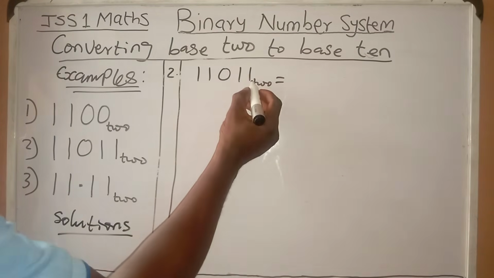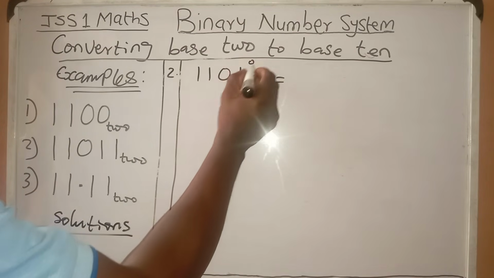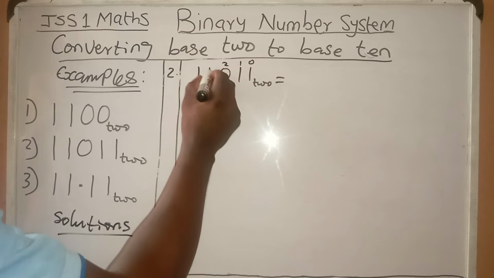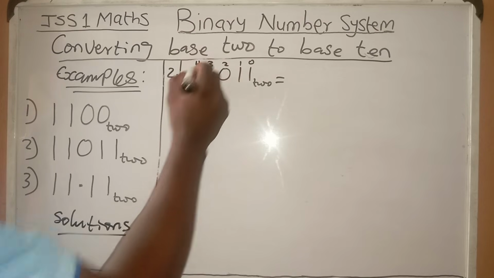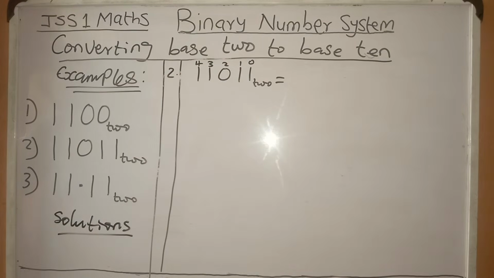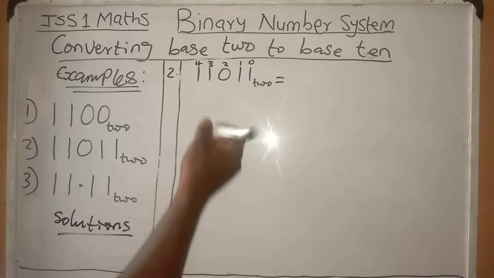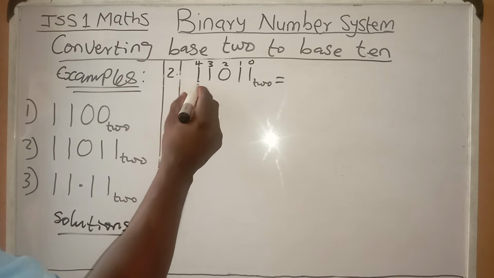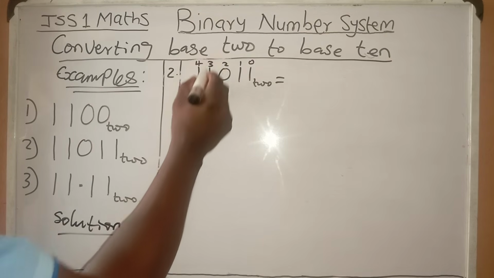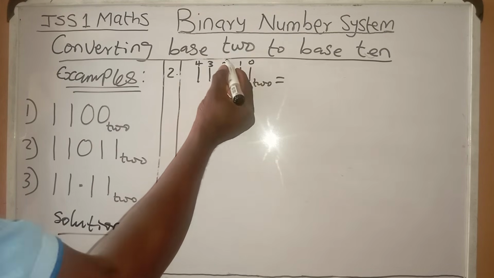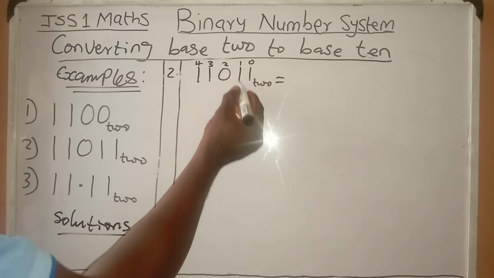Remember how we number it. You start from the last number on the right to number it from 0, 1, 2, 3, 4. You can see how it goes. That's how you number it, to know the powers to which these numbers will be raised. So let's start with the first digit, 1. So it's going to be 1 times 2 raised to power 4 plus 1 times 2 raised to power 3 plus 0 times 2 raised to power 2 plus 1 times 2 raised to power 1 plus 1 times 2 raised to power 0. That's how you arrange it.